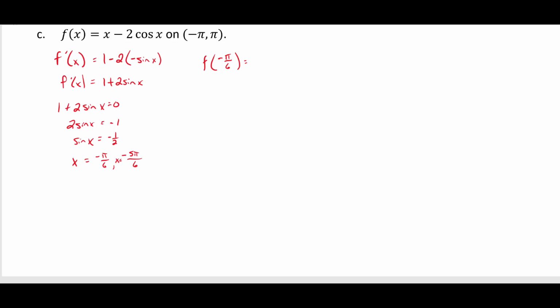So f of negative pi over 6 is negative pi over 6 minus 2 cosine of negative pi over 6. And that gives us negative pi over 6 minus 2 times square root of 3 over 2, or negative pi over 6 minus root 3. So the 2's cancel, and getting a common denominator, we end up with that y value, or in this case, f value, the value of the function, negative pi minus 6 root 3 over 6.